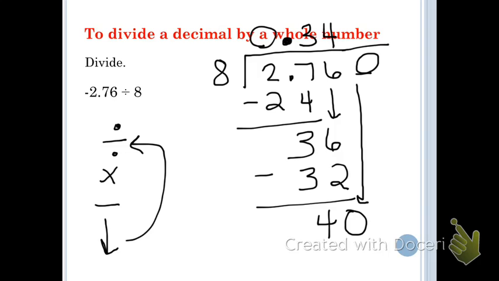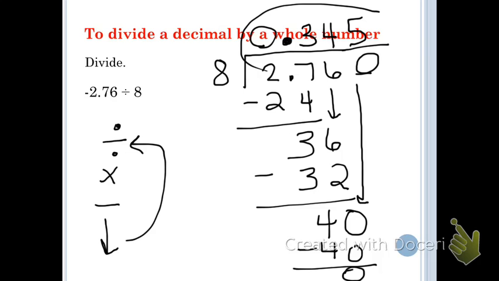8 goes into 40 5 times. 5 times 8 is 40. 40 take away 40 is 0. So now I have a remainder of 0, so my decimal quotient has terminated. So the quotient is 345 thousandths. And remember, your answer is negative.